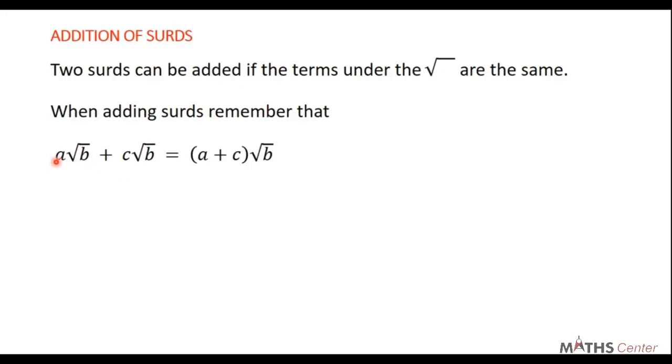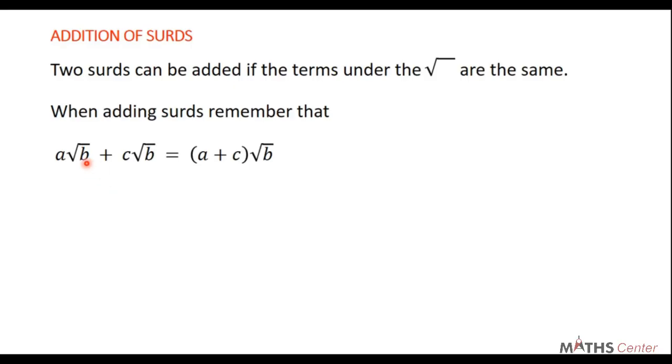When you are adding, we add what is in front of the square root sign. So we add a to c, then square root of one of the terms, so square root of b. So we add what is in front of the square root sign, then we pick one of the terms under the square root sign. So a plus c, then square root of b.